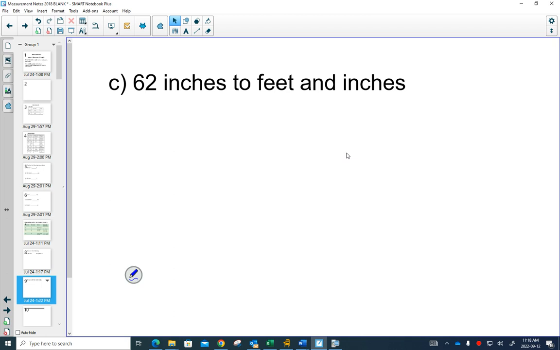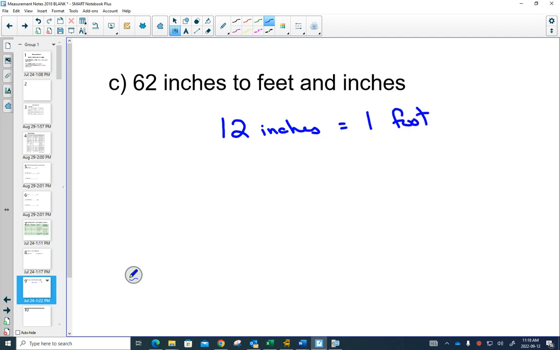Well, first of all, we know that there are 12 inches in 1 foot. For those of you that like the actual symbols, the inch symbol is 2 little slashes. The foot symbol is 1 little slash. You know that there are 12 inches in a foot. So if we want to figure out how do we convert 62 inches to feet?